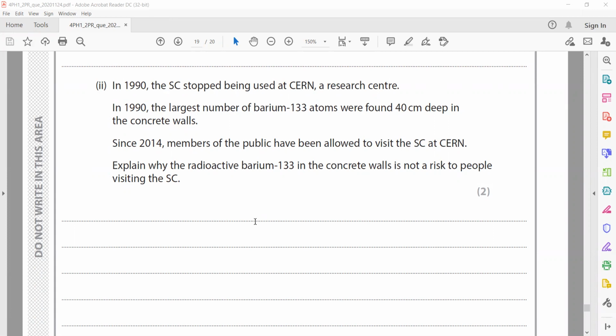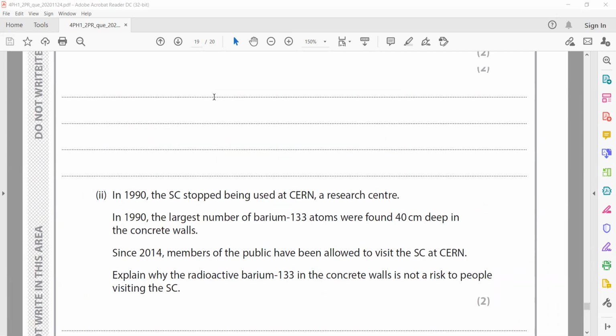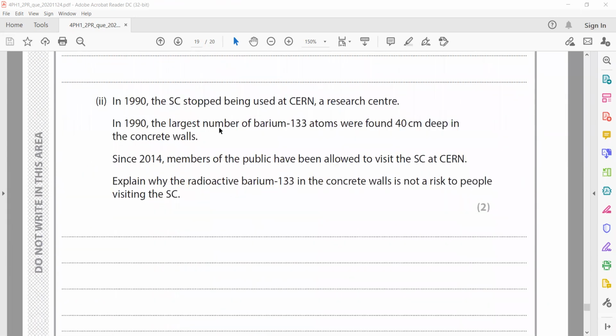Since 2014, members of the public have been allowed to visit SC at CERN. Explain why radioactive barium-133 in a concrete wall is not a risk to people visiting SC. So people visiting SC, it's for a short time, so they're exposed to radiation for a short time, as well as this barium, as we know, the half-life is about 10.5 years.